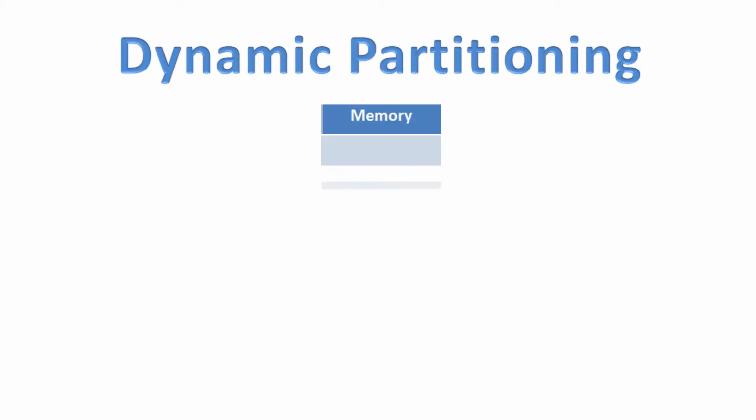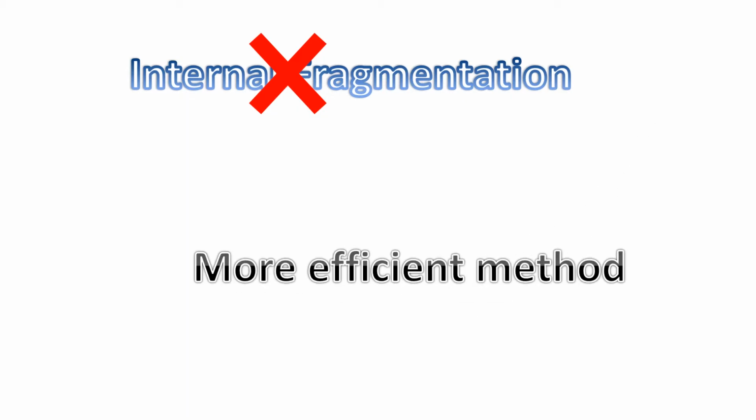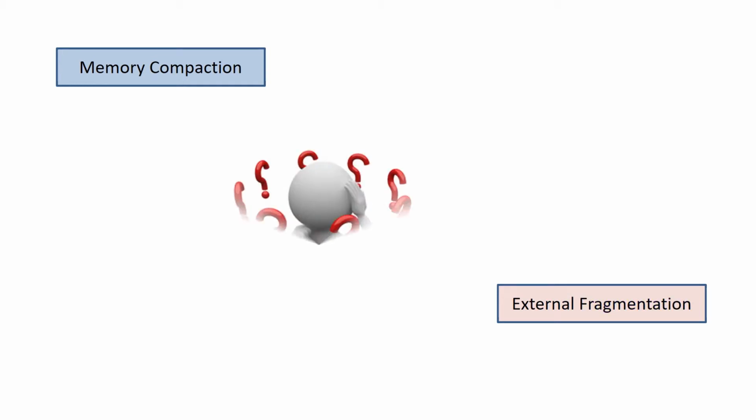Second technique is dynamic partitioning. Here main memory is divided into a number of partitions, which are created dynamically, so that each process is loaded into a partition of exactly the same size as that process. There is no internal fragmentation and consequently it is a more efficient method of managing main memory. On the contrary, it leads to inefficient use of the processor due to the need for memory compaction to reduce external fragmentation. Now, a question arises here.